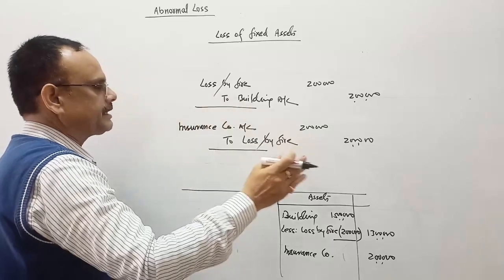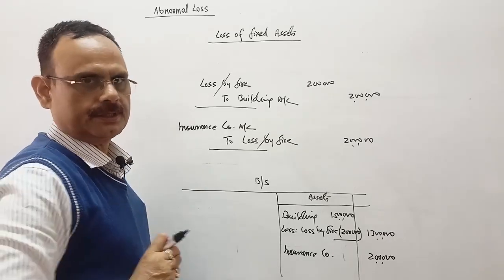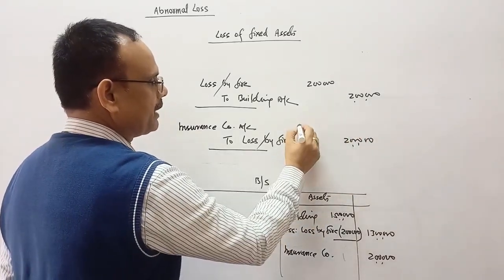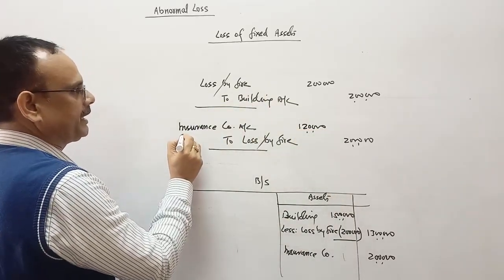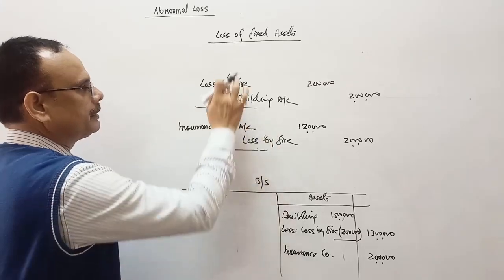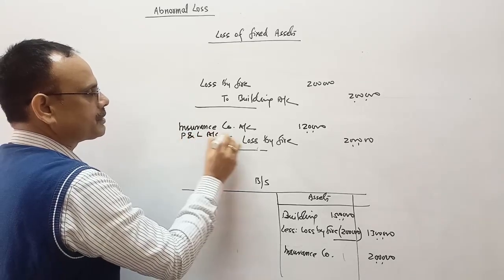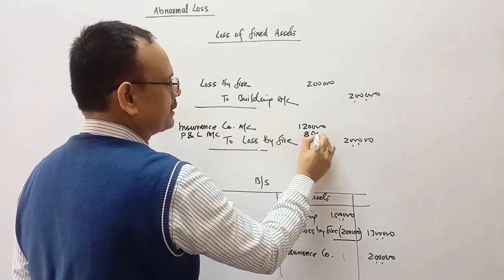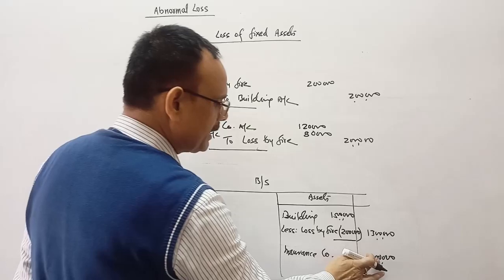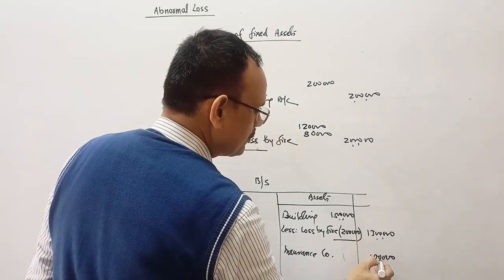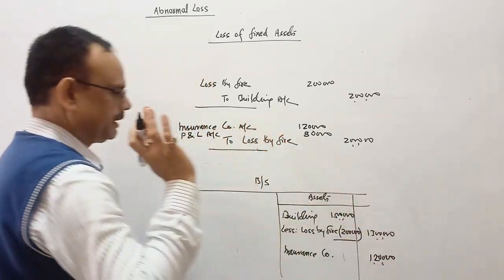Next case, suppose the insurance company accepted 60%. So 60% of 2 lakhs is 1,20,000. It means the rest is not accepted by the insurance company. Then the remaining 80,000 will be transferred to the profit and loss account. The treatment will be insurance company 1,20,000. Loss by fire is this, correct?